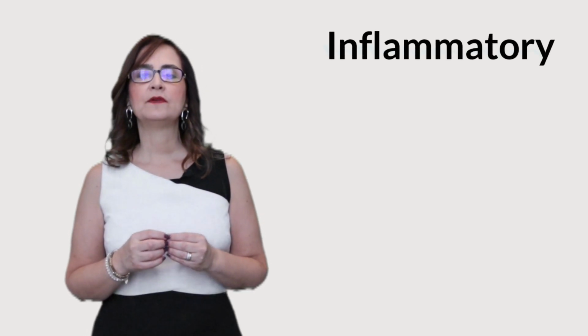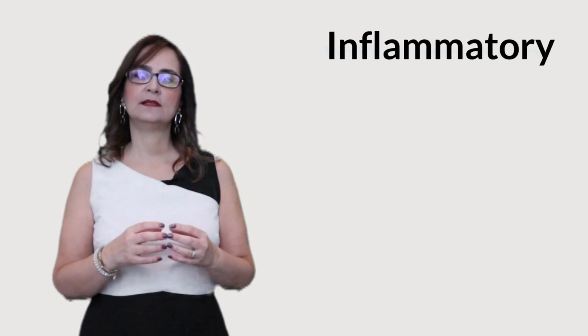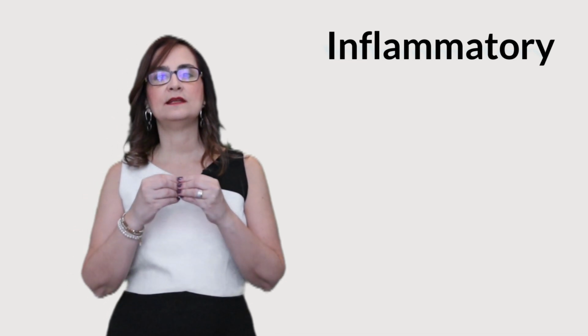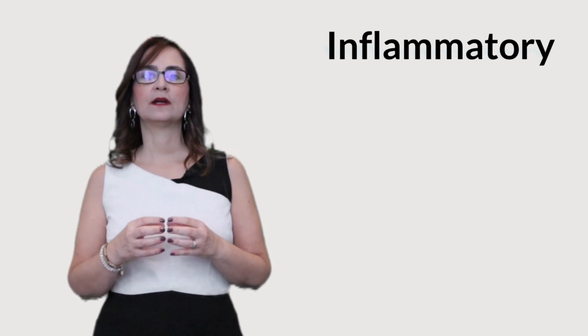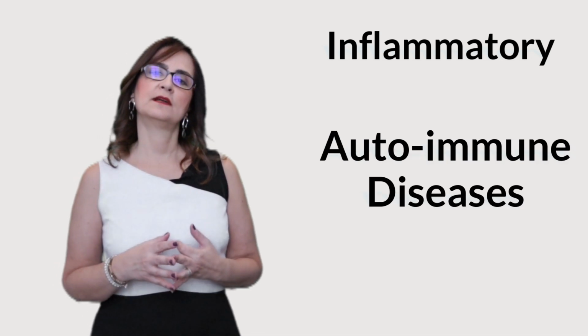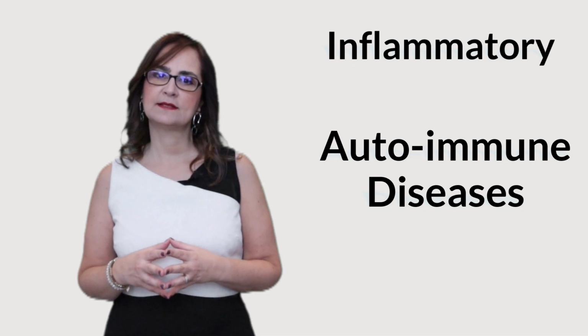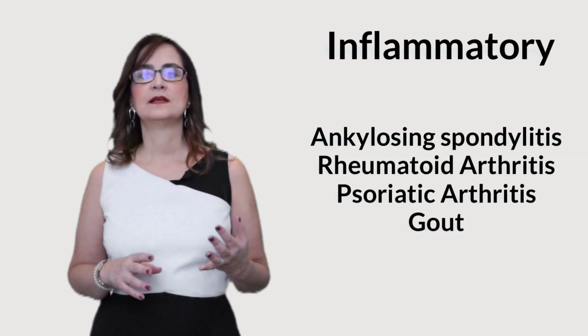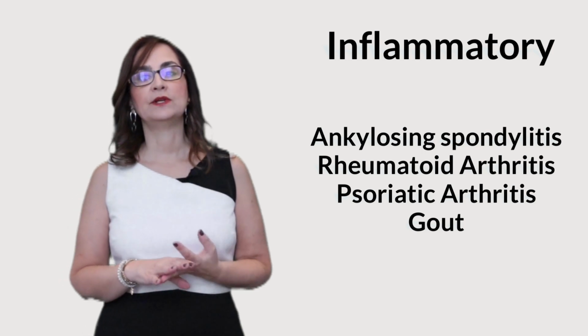The second indication for an MRI in cases of back pain are inflammatory arthritis. Inflammatory arthritis are conditions that the body will create antibodies against its own organs. They are called autoimmune diseases. There are many different types of inflammatory arthritis. The most common are ankylosing spondylitis, rheumatoid arthritis, psoriatic arthritis, and gout.